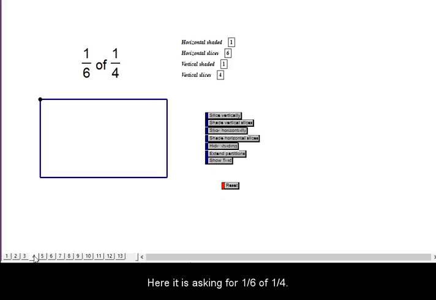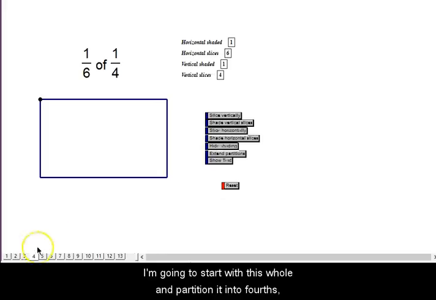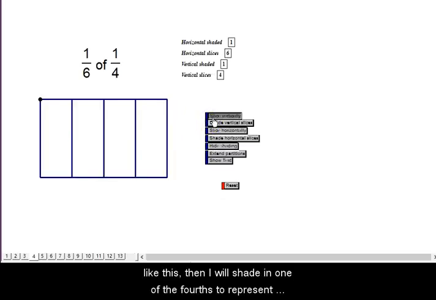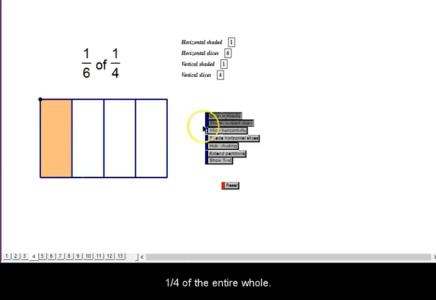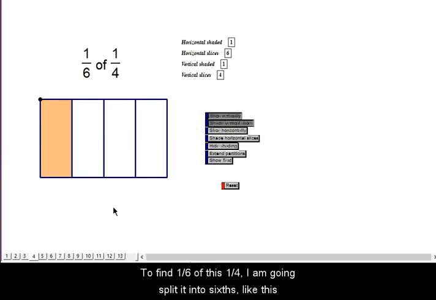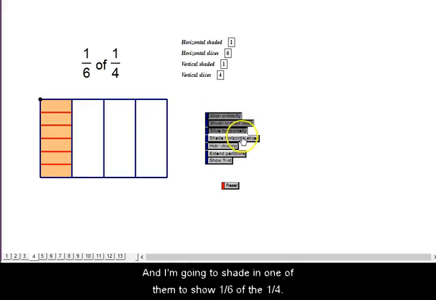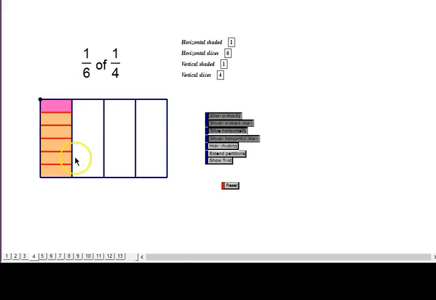Here it is asking for 1/6 of 1/4. I'm going to start with this whole and partition it into fourths like this. Then I will shade in one of the fourths to represent 1/4 of the entire whole. To find 1/6 of this 1/4, I'm going to split it into 6 like this, where I have 1/6 here, 1/6 here, and so on. And I'm going to shade in one of them to show 1/6 of the 1/4.